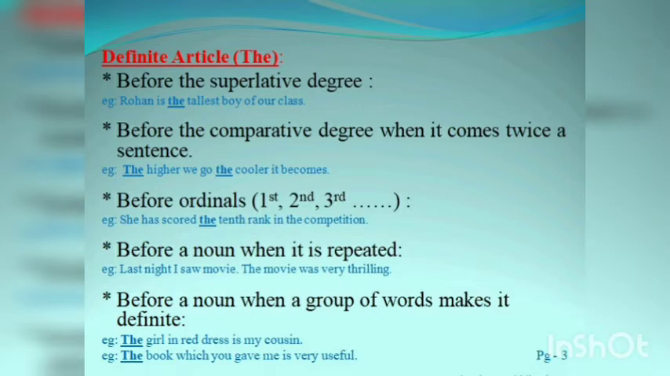Next rule, before the comparative degree when it comes twice in a sentence. When within a sentence the comparative degree comes twice, we must use 'the' both the times. For example, the higher we go, the cooler it is. I repeat, the higher we go, the cooler it is.